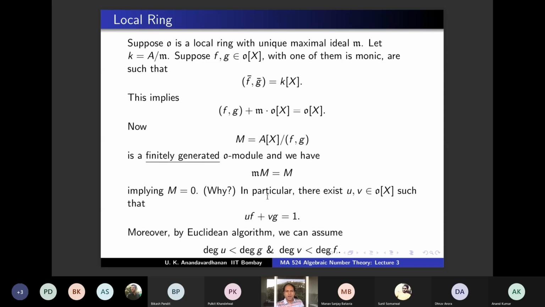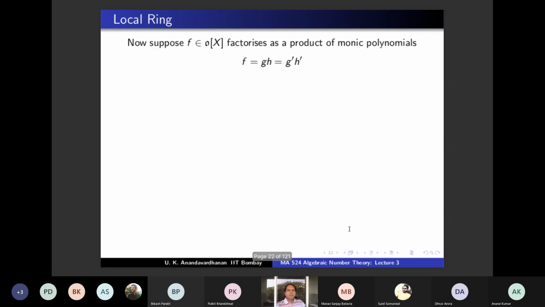So this is the statement, right? M is 0, so (f, g) is A[x]. Agreed, no? This is Manav, right? Yes, it's fine now. I was just wondering whether it's an assumption or is it something which is somehow true. The assumption is in the residue field, and this is the result, which we have written as 1 is uf plus vg, because I wanted to put this extra condition: degree u is less than degree g and degree v is less than degree f.